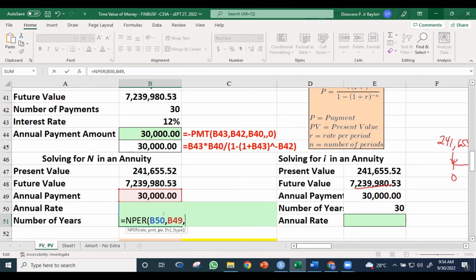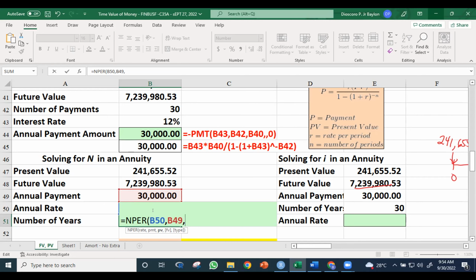So when you made the present value positive, what are you telling Excel? You're getting 30,000 every year for the next 30 years, and then you're also getting 241,655.52 now. So that's why you'll get an error term, because there is no transaction like that. You're getting a negative 6. How can a negative 6 be the number of periods? So take note. That's why I said it's a good thing that Excel did this, because it will make you consider the direction of the cash flows.